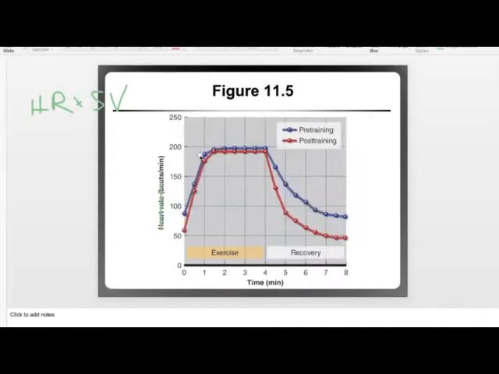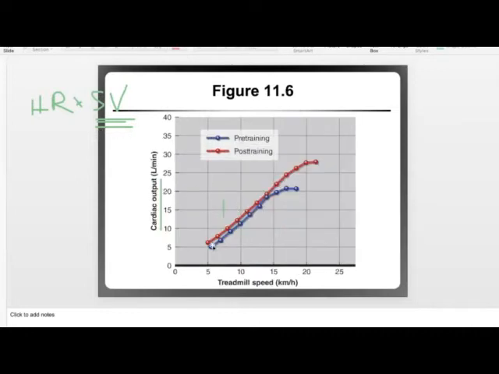So that means that although the heart rate is plateauing, the cardiac output is still increasing because of changes at this stage in stroke volume. So once the heart rate plateaus, at about 2 minutes or so, any further increases in that bout of increased cardiac output has got to be due to my stroke volume.